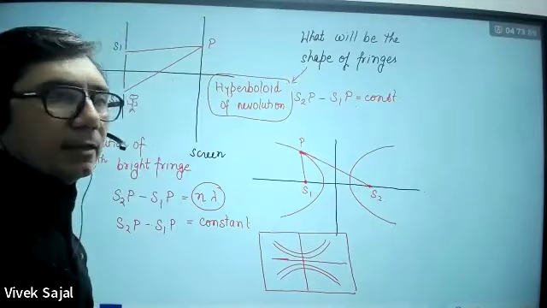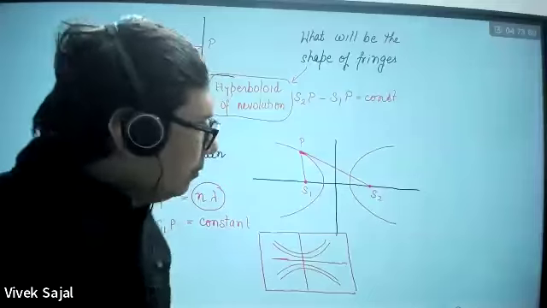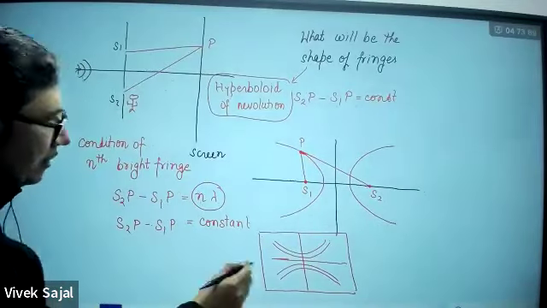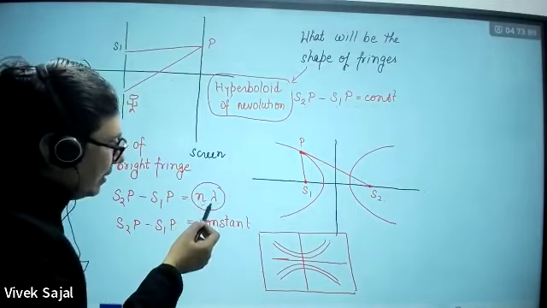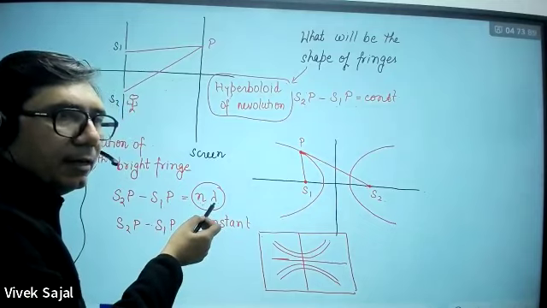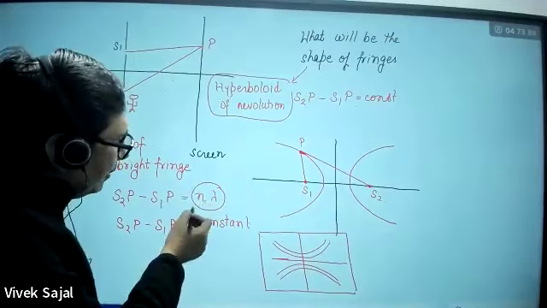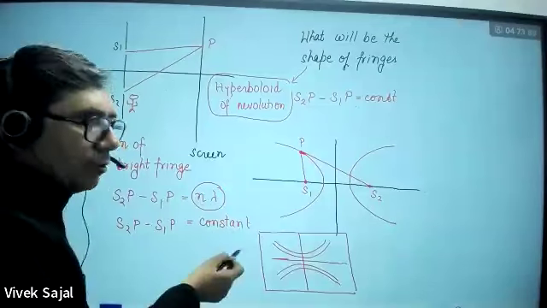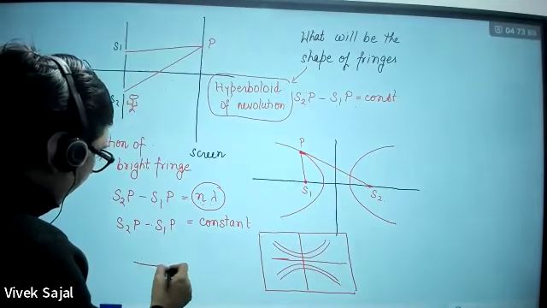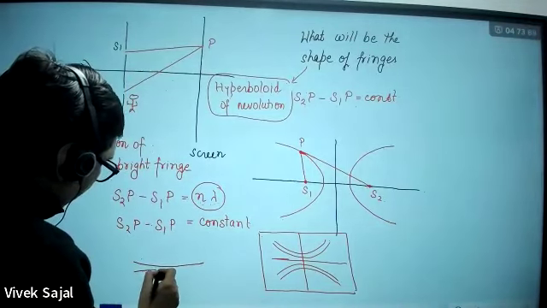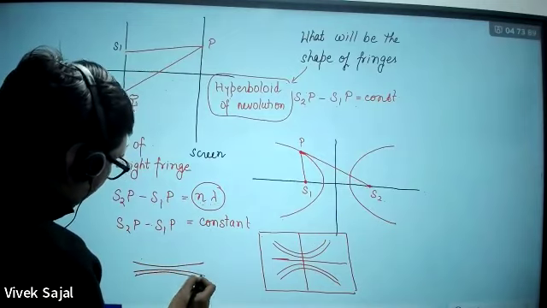But if you have performed this experiment in the laboratory, you are just observing straight lines. Why are you observing straight lines? Because try to understand this number, this lambda. This is visible light, around 4-5,000 angstrom. This is a very, very small quantity, so this constant is very small. So your hyperbolas will be something more or less like this, because this quantity lambda is very small.